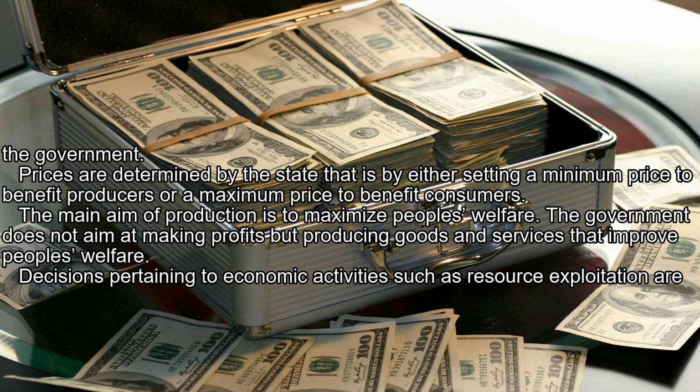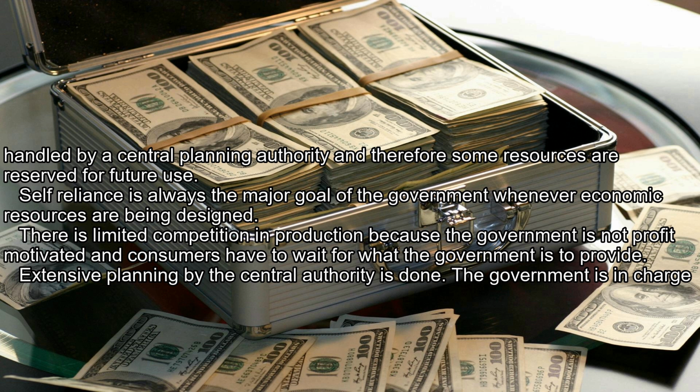Prices are determined by the state, which sets either a minimum price to benefit producers or a maximum price to benefit consumers. The main aim of production is to maximize people's welfare. The government does not aim at making profits but at producing goods and services that improve people's welfare. Decisions pertaining to economic activities such as resource exploitation are handled by a central planning authority, and therefore some resources are reserved for future use. Self-reliance is always the major goal of the government whenever economic resources are being designed.